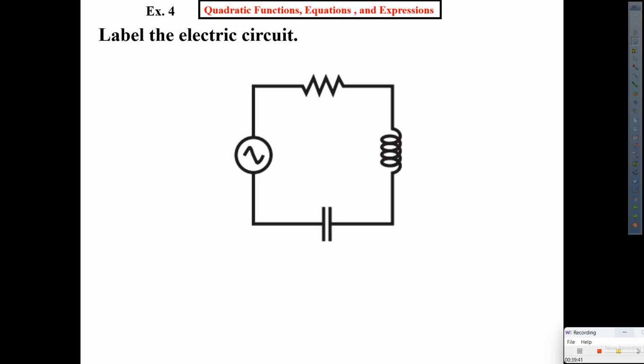Copy that and label each part of that diagram. Label each part of the diagram. Once you're done, send that into the screen.